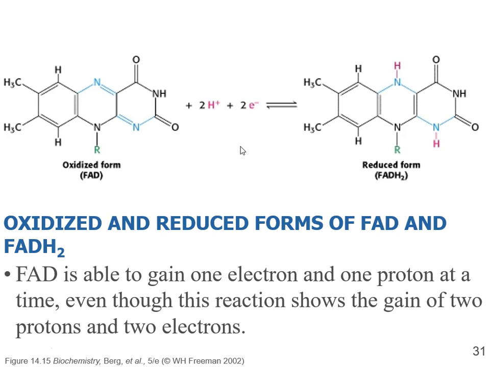This reaction doesn't show this, but FAD is actually capable of accepting one proton and one electron at a time. Not everybody can do that. NAD+, when it forms NADH, can't do that. It has to accept both electrons at a time. But FAD can accept one electron at a time. So that's going to be important later on too.